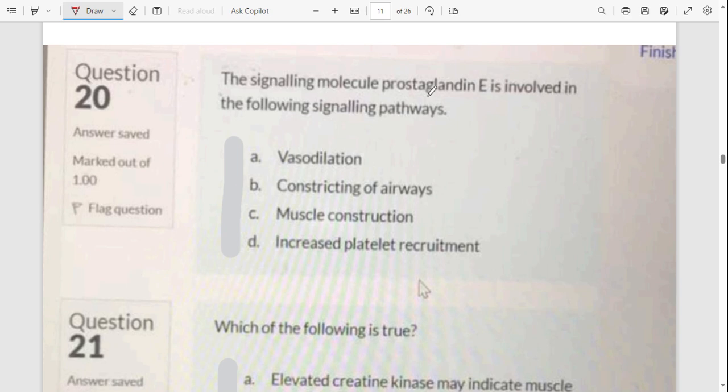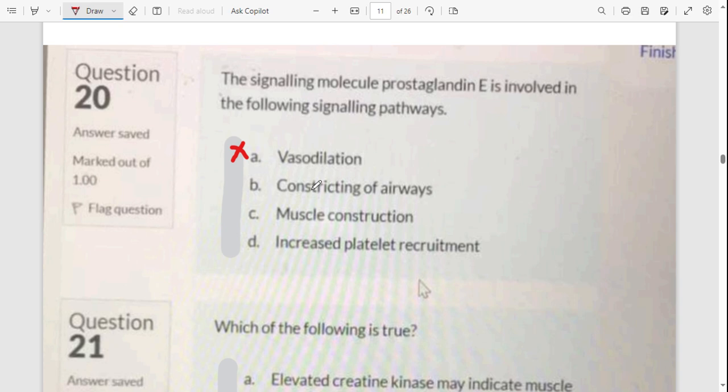The signaling molecule prostaglandin E is involved in the following signaling pathways: vasodilation. Now, prostaglandins are involved in the contraction of smooth muscles. Vasodilation is a process where smooth muscles relax. When they relax, they end up being big. So this is not constriction, unless it was vasoconstriction, because blood vessels have smooth muscles. If the smooth muscles in blood vessels contract, that is known as vasoconstriction.